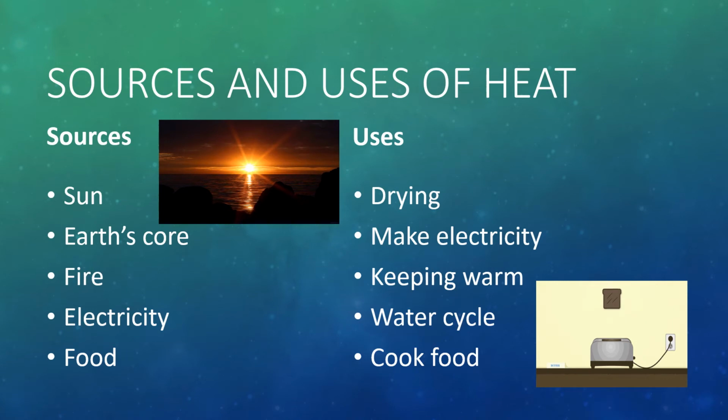Our sources of heat include the sun, which is our main source, the Earth's core, fire, electricity, and the food that we eat. We use heat for drying our clothes or drying our food, making electricity, keeping us warm, the water cycle, and for cooking food.